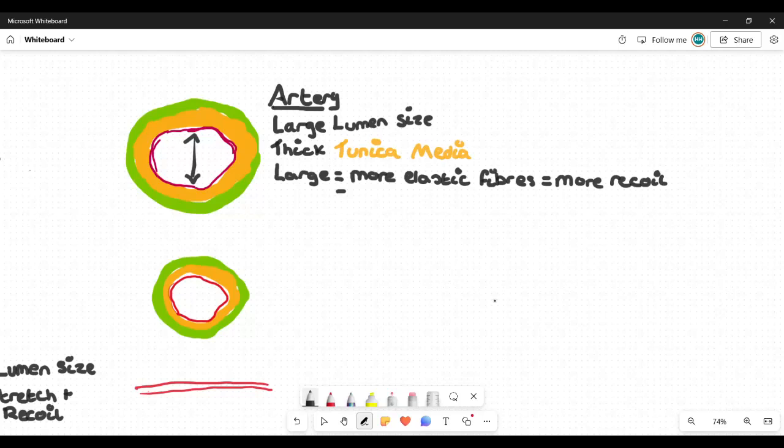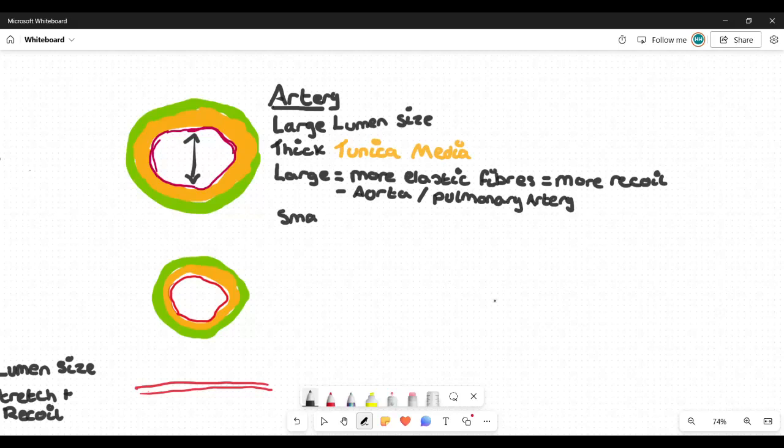However, when the heart relaxes, the force pushing these walls open relaxes, causing the walls to snap back inwards as though you've now released that rubber band. That snap back effect continues to propel the blood forwards, even in between beats, creating a very steady forward flow. Examples of these large blood vessels would be the aorta or pulmonary artery.